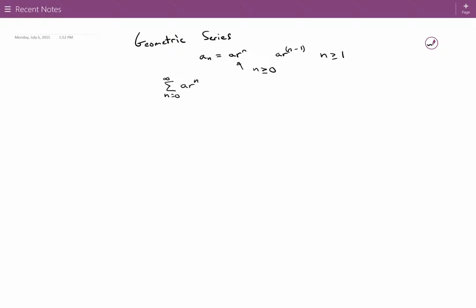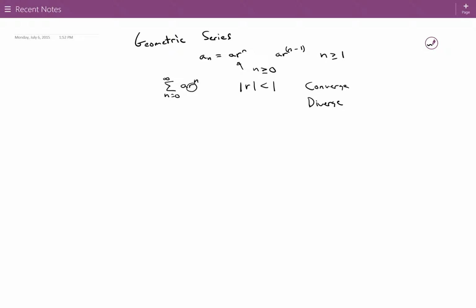And what you want to do here is look at your r, your ratio. Now, if the absolute value of this r, because it can be negative, is less than 1, then the series is going to converge. If it is greater than or equal to 1, the series is going to diverge.